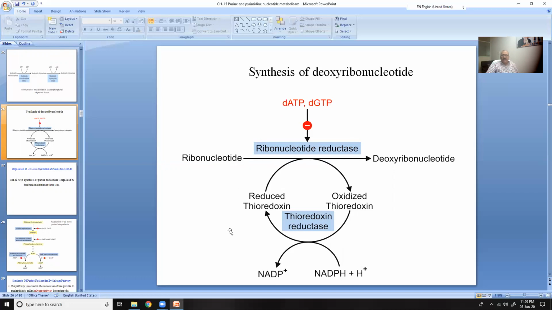It is the reaction where ribonucleotide is giving us deoxyribonucleotide. So you may ask how the ribonucleotide is changing to deoxyribonucleotide. So what do we say? We say it is the deoxyribose sugar there. But in fact, what is happening? You see, this oxidized thioredoxin is reduced to reduced thioredoxin by thioredoxin reductase.